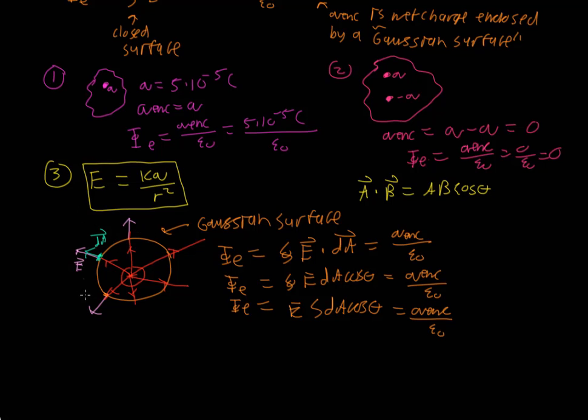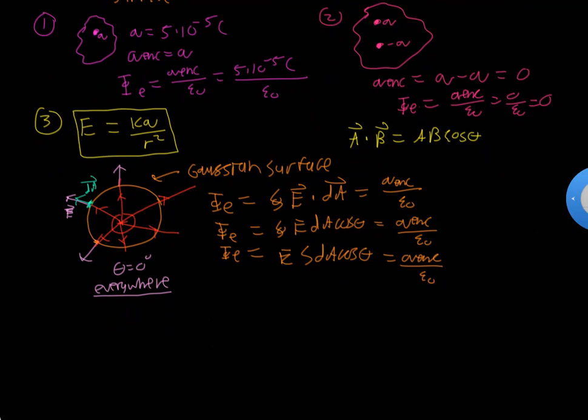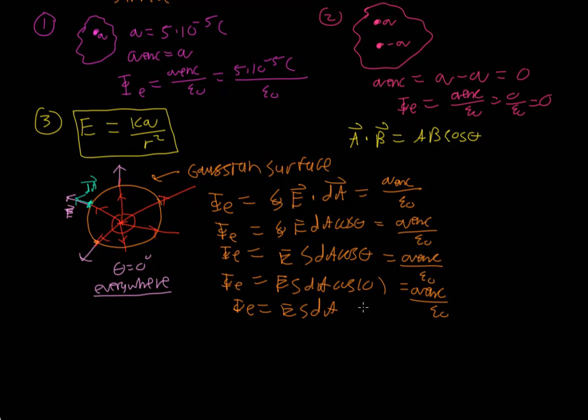So anyway, everywhere along the Gaussian sphere, the angle between E and our dA is going to be 0 degrees. So we have that theta equals 0 degrees everywhere, all over this Gaussian sphere. And so what this means is that the cosine theta in our integral is just going to become cosine of 0 degrees, or radians, doesn't really matter, both are 0. And what is cosine of 0? It's just going to be 1, right?